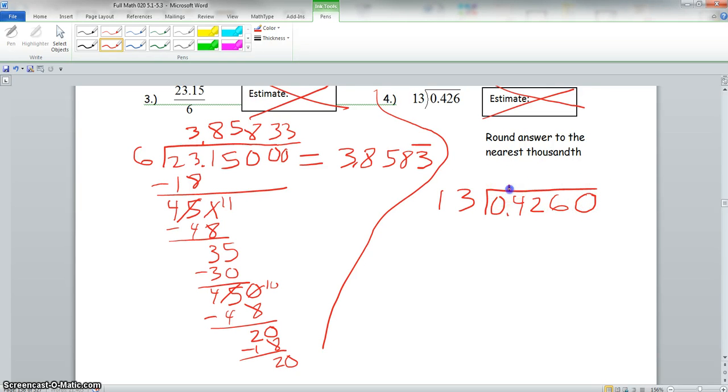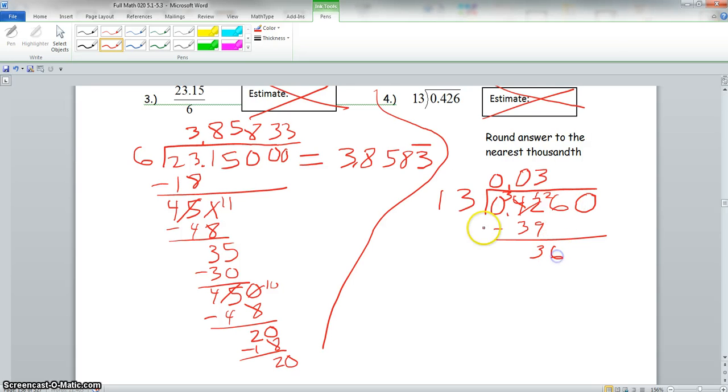Now we bring up our decimal. We know that this is 0 because 13 doesn't go on a 0. 13 doesn't go on a 4 either. So that's another 0. But 13 can go into 42 3 times. 3 times 13 is 39. 42 minus 39, we borrow 1 from the 4, that'll make it a 3. And this 2 will become 12. 12 minus 9 is 3. 3 minus 3 is 0.